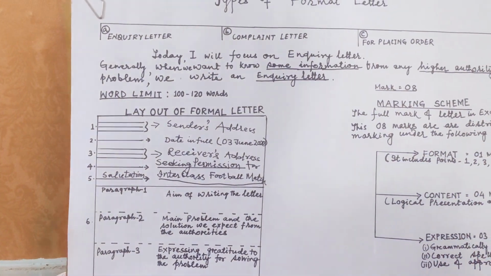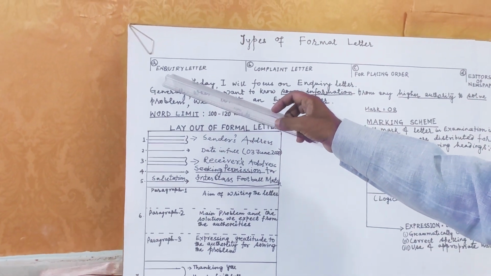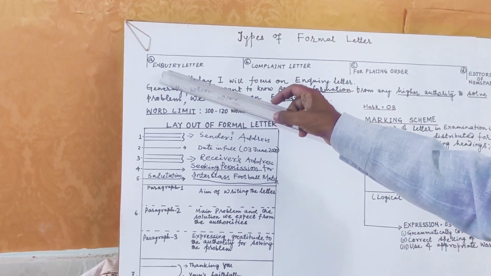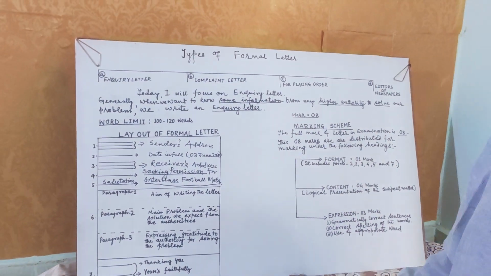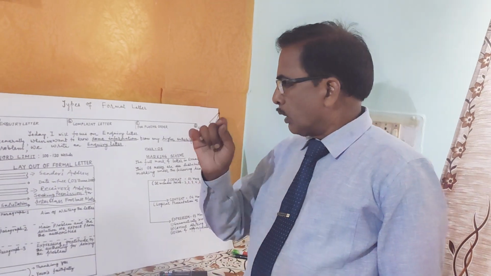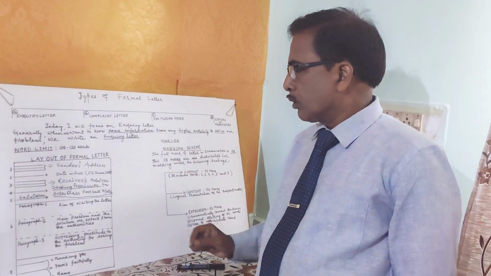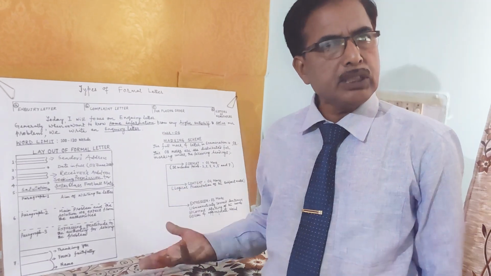Now, as I said, in the remaining part of my discussion, I will try to help you on the first type of formal letter, that is enquiry letter. In the meantime, I want to make one thing clear. When we say formal letter, there is also another name, that is official letter.